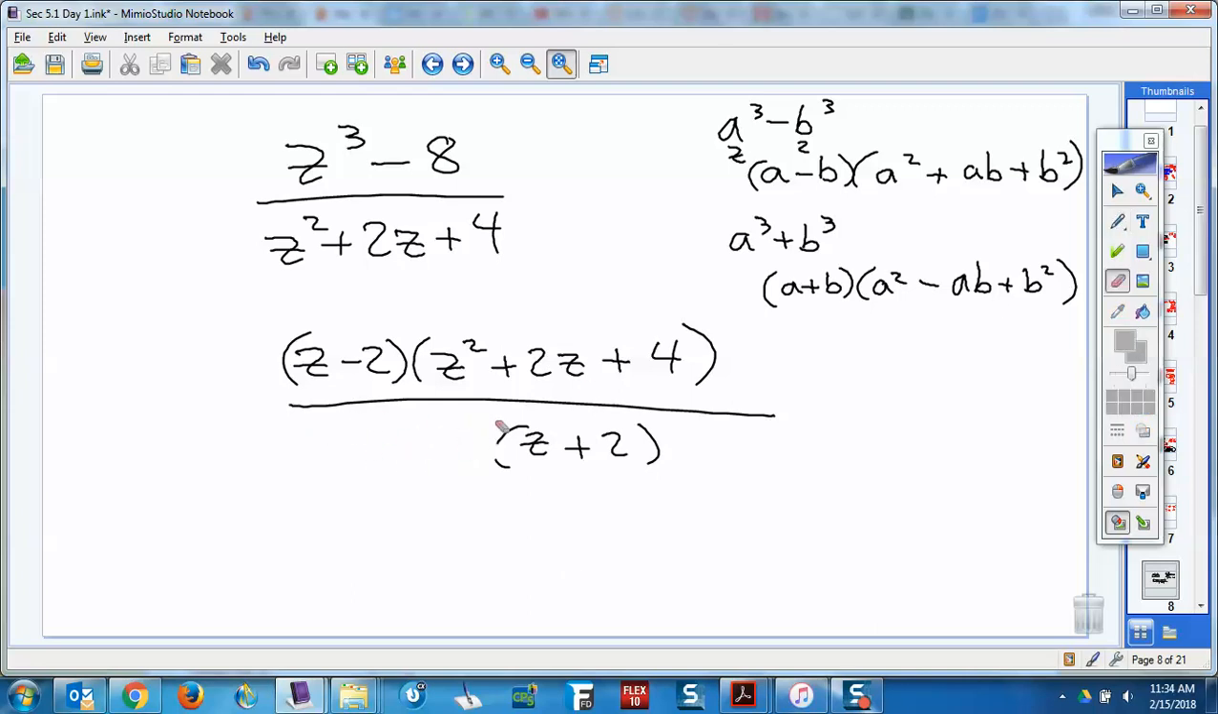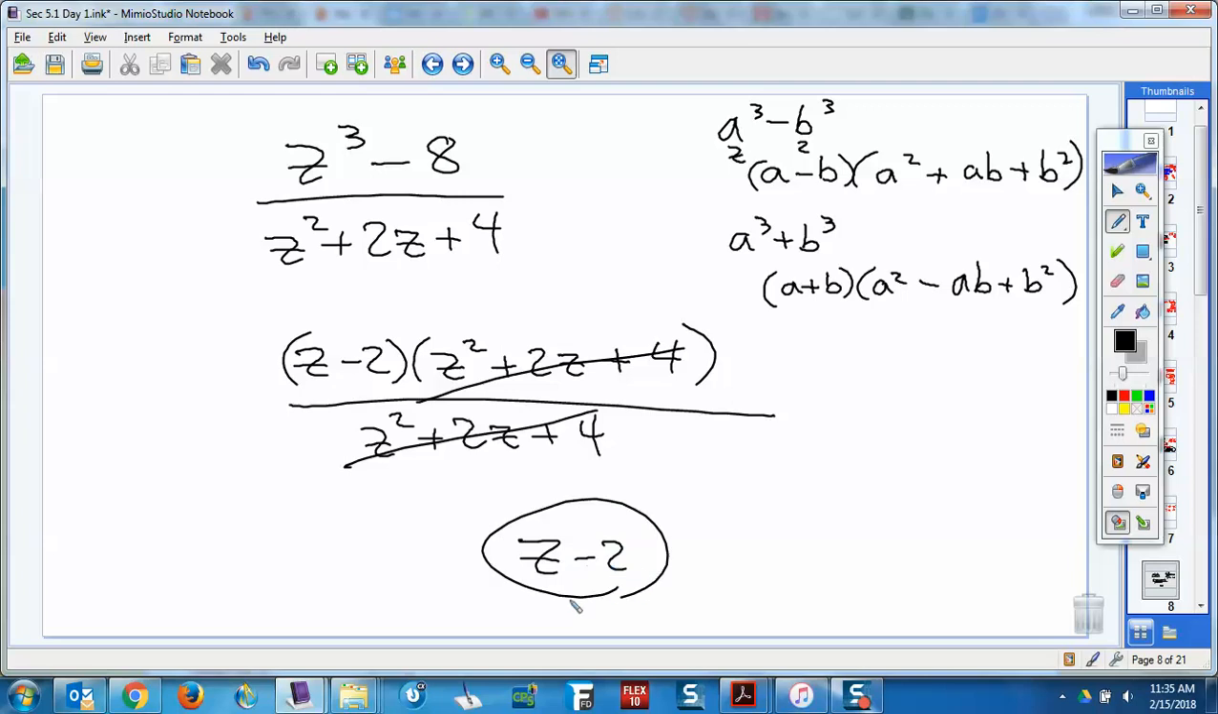And they did make it so it worked out nicely. So the bottom actually does not factor. You can try to FOIL that and you don't get it, but it's a good thing because that cancels out from there. So the whole thing just reduces down to z minus 2. Okay, so final answer: z minus 2.